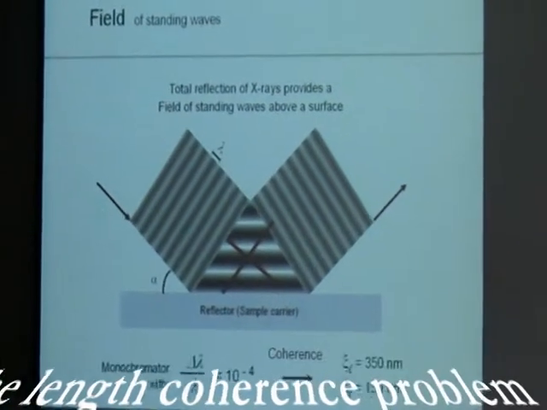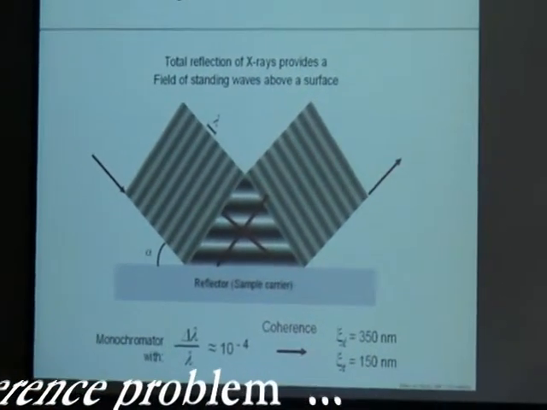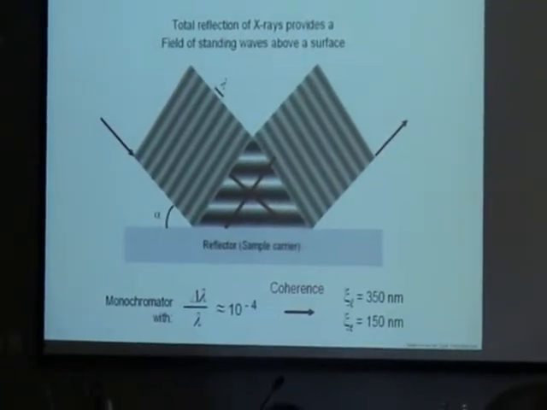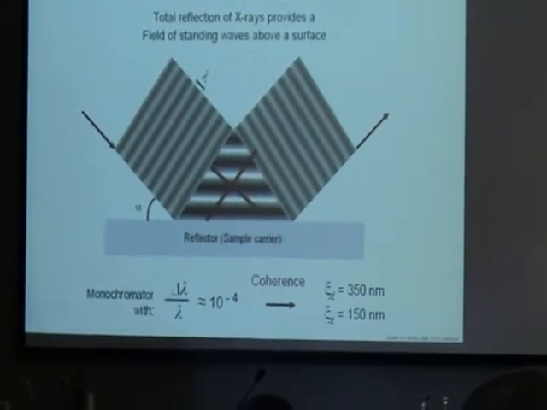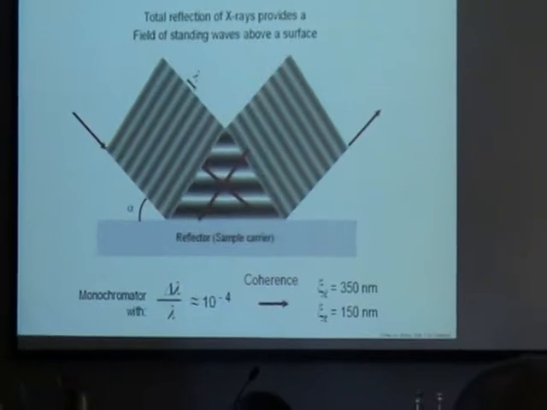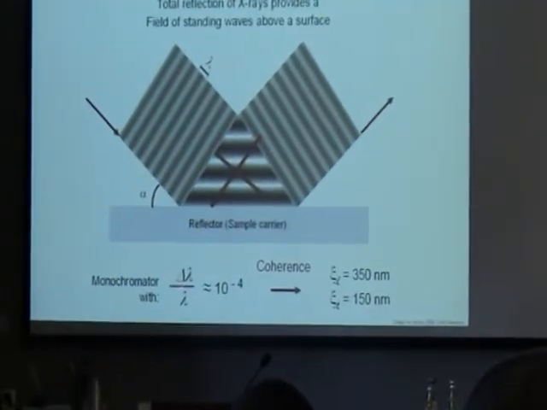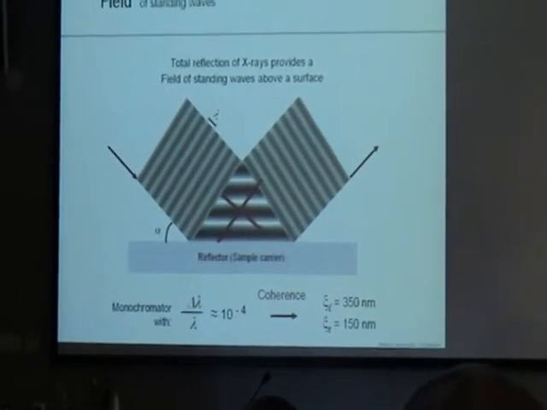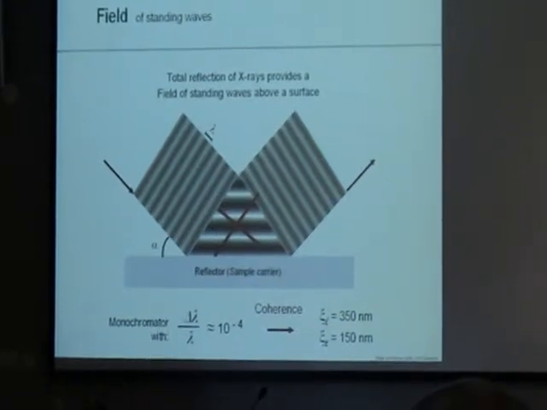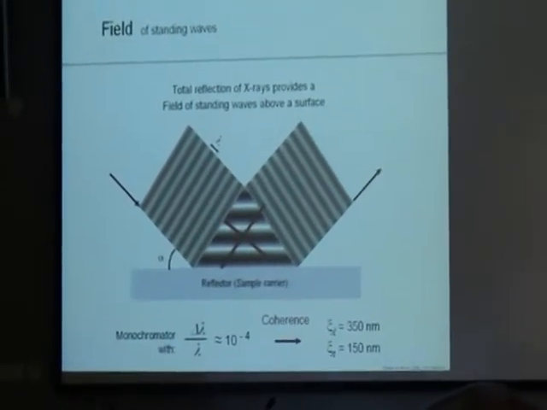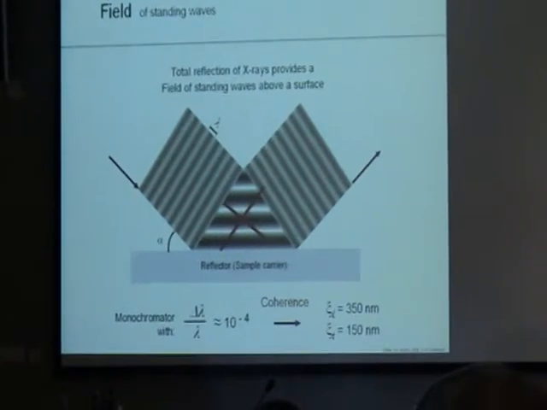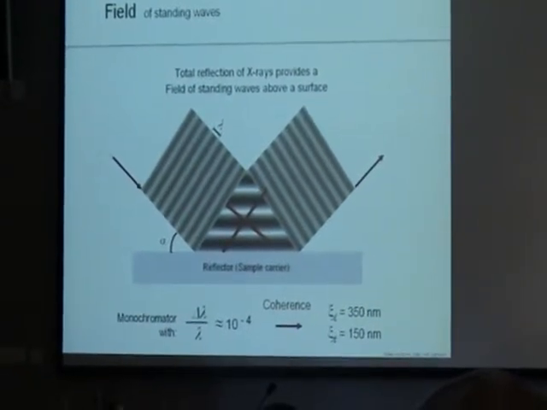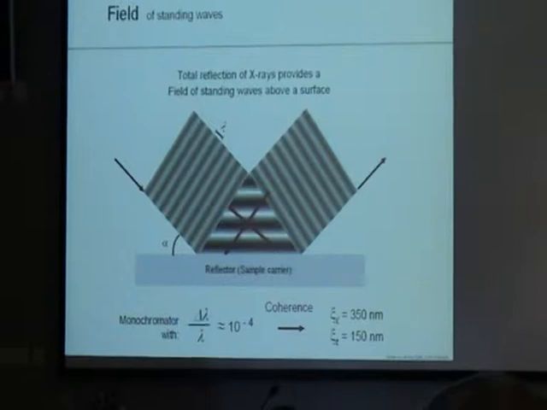Why? We have never taken into account that the coherence length of the X-rays is not big enough to fill the whole triangular section here of the wave. I put here a certain value for a monochromator which is regularly used in synchrotron facilities. This is the spectral resolution, and according to this, we can calculate the coherence of this system. The longitudinal coherence is about 350 nanometers, and the transversal about 150 meters.